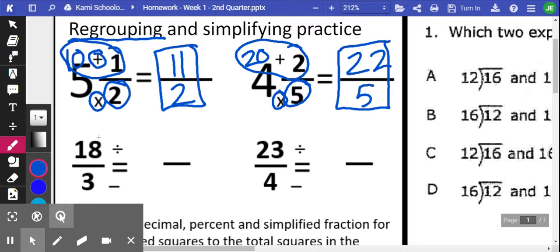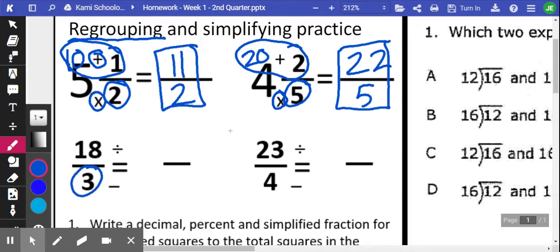So looking at 18 thirds, starting with the denominator of thirds, we're going to look at multiples of 3. So 3, 6, 9, 12, 15, 18. So we see 18, and we need to separate 18 into groups of 3, and we need to see how many times that happens. So 18 divided by 3 is going to be 1, 2, 3, 4, 5, 6.